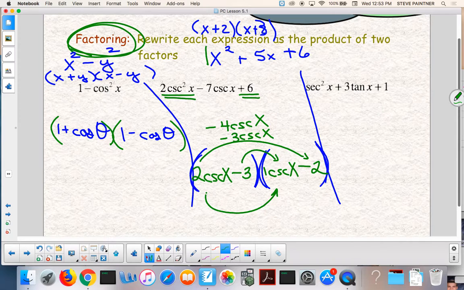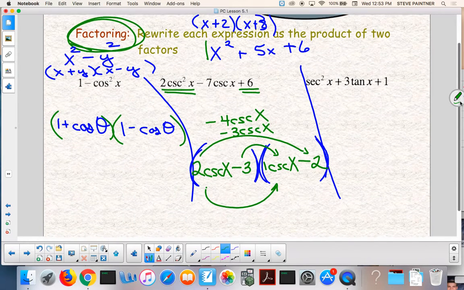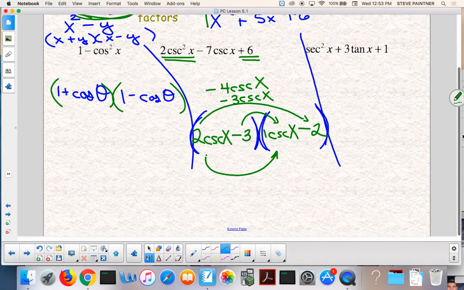You know why this one's not so nice? You got a secant and a tangent, and it just messes the whole thing up. It's like having an x squared in front and a y in the middle. That doesn't work. So now you got to use your identities. Change it a little bit to get them to both be secant or both be tangent.